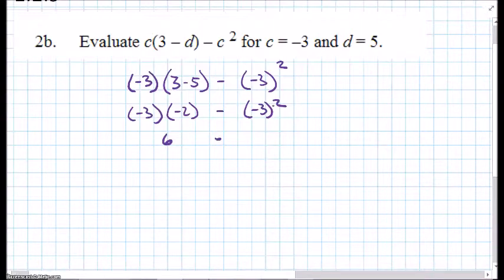Well, negative 3 times negative 3 would be 9. Again, negative times a negative is a positive. So I have 6 minus 9. Well, 6 take away 9 is negative 3.